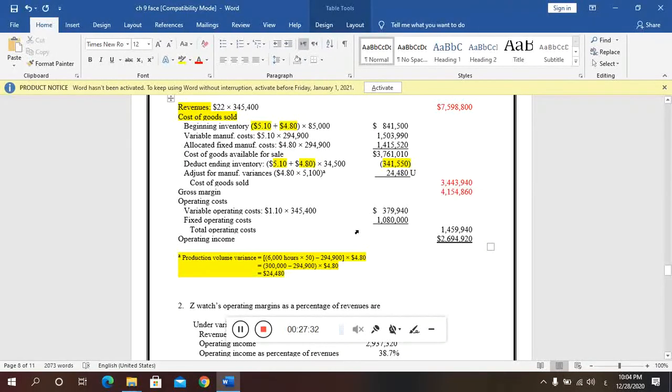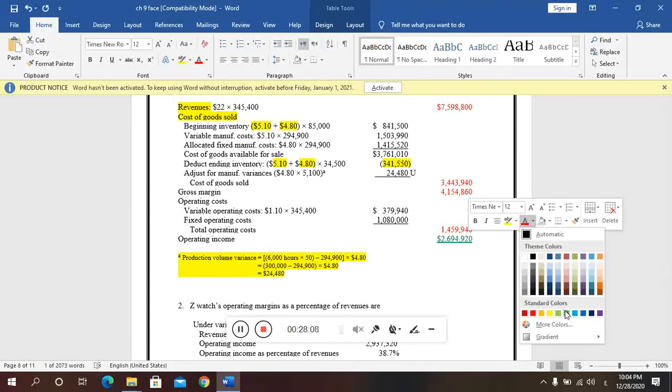After that, we will deduct the operating costs, or variable operating costs, and fixed costs are expensed as period costs. So the operating costs will be 1,459,94,000, and we can calculate the operating income. It was 2,694,920, and I'll color it green.